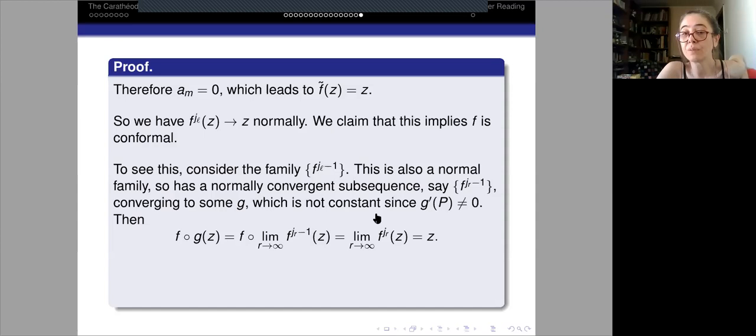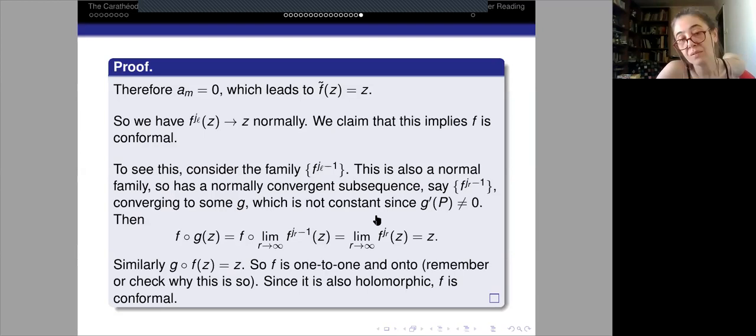Then you have the composition of f with g at the point z, which is equal to the composition of f with the limit of these f_{j_r} minus 1s. So this is actually the limit as r goes to infinity of f_{j_r}, and it is equal to z. Similarly, you can show that g composed with f of z is equal to z. This means that f is 1 to 1 and onto. And you should remember or check why this is so. Since f is also holomorphic, we conclude that f is conformal.